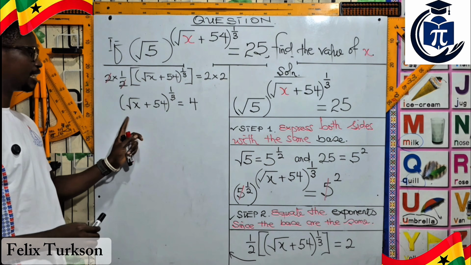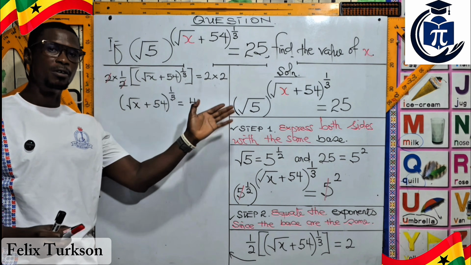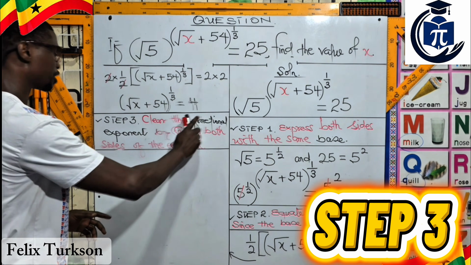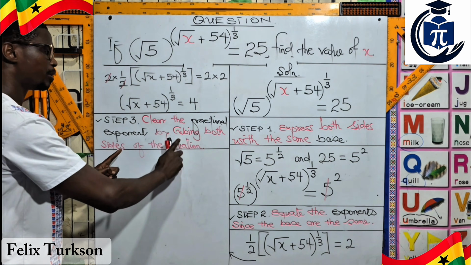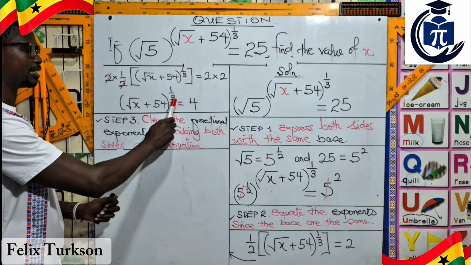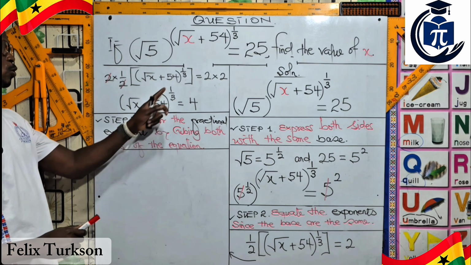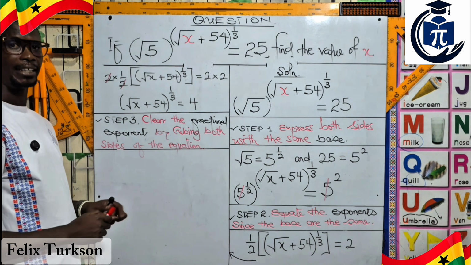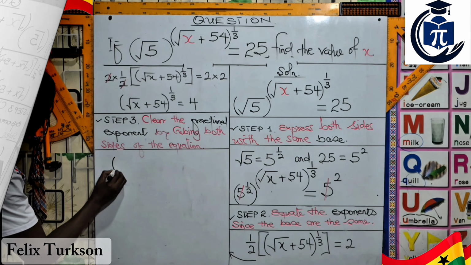The next thing here is to keep both sides. So let's look at step 3. Clear the fractional exponent by cubing both sides of the equation. So we need to clear the fractional exponent here, which is 1/3. So by doing that, we need to multiply both sides here by 3. Let's do that.